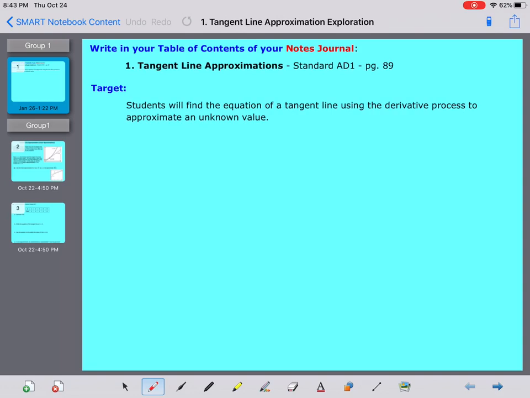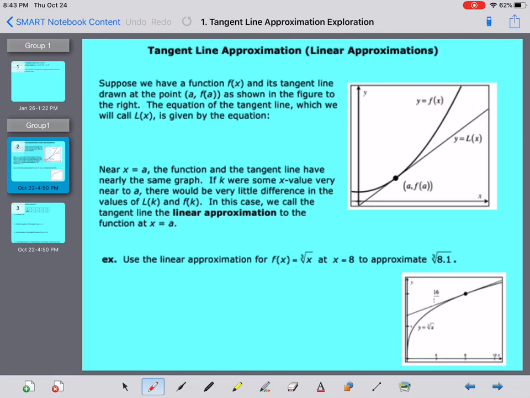Okay, so the target for this lesson is that students will find the equation of a tangent line using the derivative process to approximate an unknown value. So when it comes to the tangent line, we know that at the point of tangency, that's where the curve and the tangent line actually intersect, so that point right there, that our function and our tangent line are exactly the same. But the tangent line has a couple purposes. One of the purposes that we use the tangent line for is what we call a tangent line approximation, sometimes a linear approximation, sometimes we call it linearization. So all those terms mean the same thing.